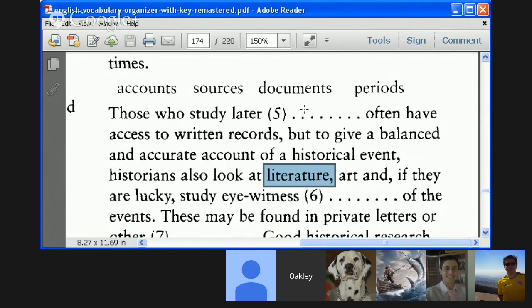Those who study later, it can't be documents because then it says have access to written records, which would be documents. So it wouldn't make sense to say those who study later written records often have access to written records. Well, duh. Written records and documents mean the same thing, basically. So those who study later periods, all right? We talk about periods of time.